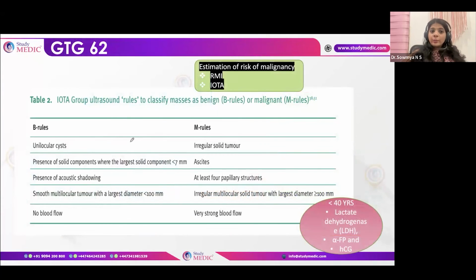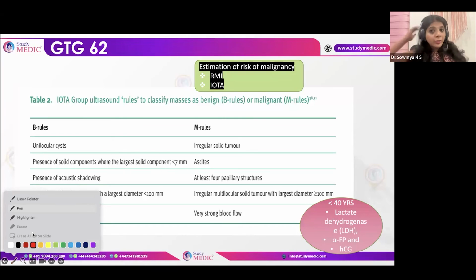You guys need to know the B rule and the M rule. And less than 40 years, any premenopausal ovarian cyst which is bigger, you need to be doing LDH, alpha-fetoprotein, beta-HCG and CA, including CA125. And you guys hopefully should know the calculation of RMI index, because that itself is a question. Okay. You need to know the 5 ultrasound features, CA125 and menopausal status, what they ask about.